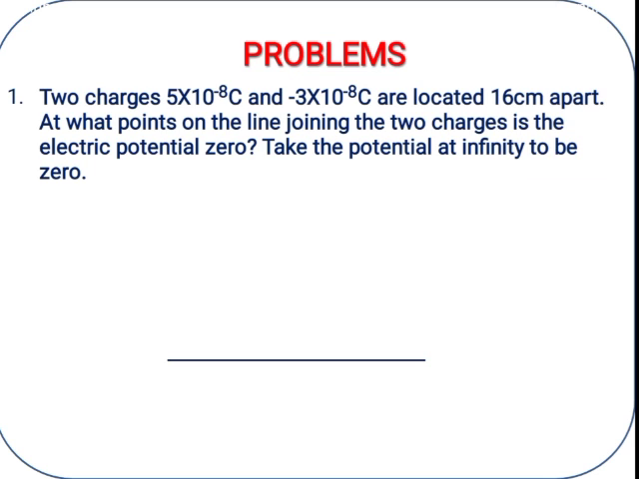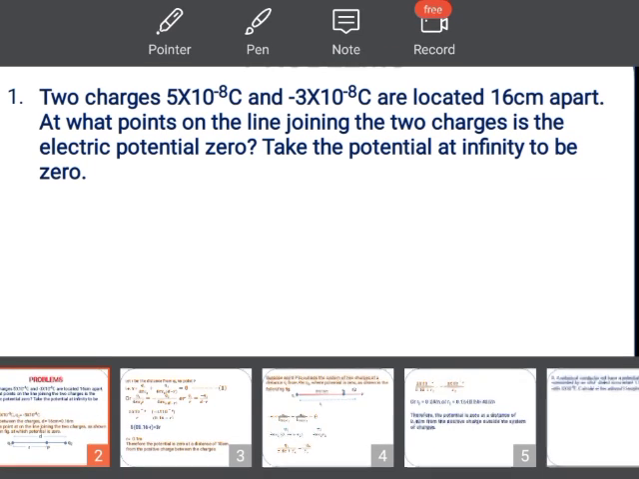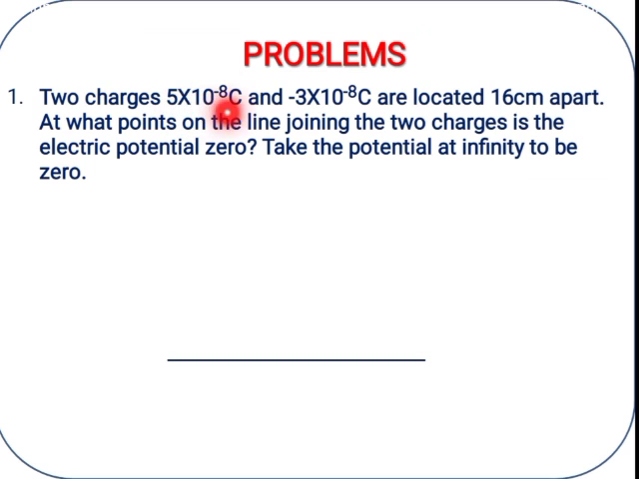First one: two charges 5 into 10 raised to minus 8 coulomb and minus 3 into 10 raised to minus 8 coulomb are located 16 centimeter apart. At what points on the line joining the two charges is the electric potential 0? Take the potential at infinity to be 0.